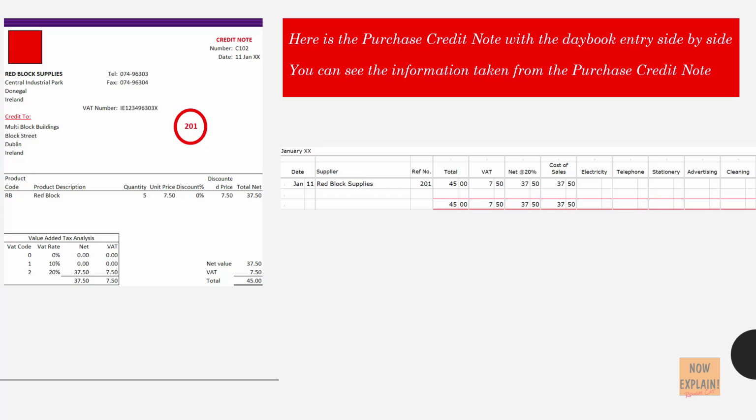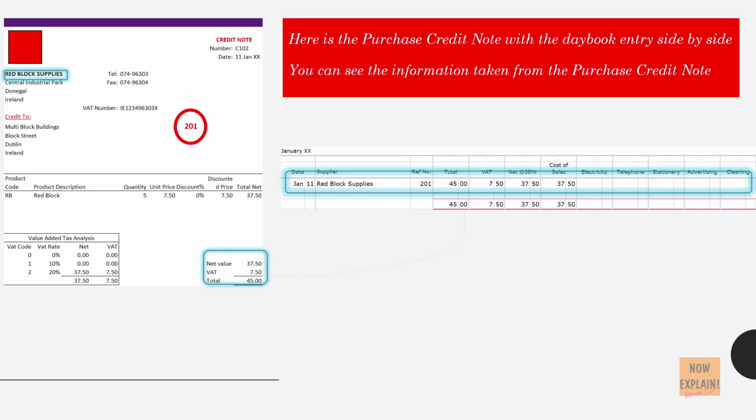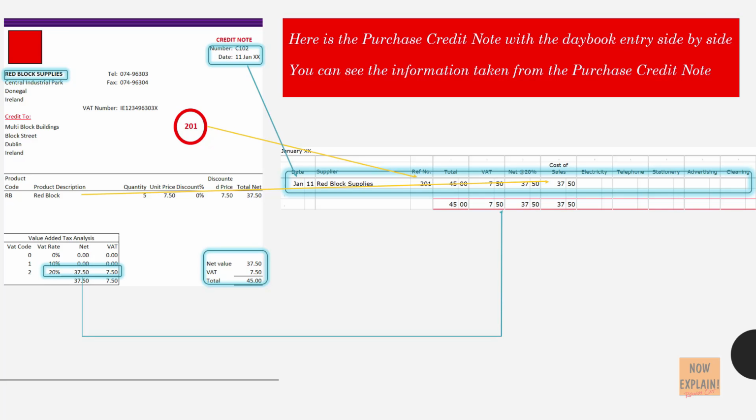Here is the Purchase Credit Note with the Daybook entries side by side. You can see the information taken from the Purchase Credit Note. There's the supplier, the total value of the invoice, our reference number for this credit note, the net amount for the cost of sales because it's red blocks that we resell, the date of the credit note, and here's the VAT analysis of the credit note.